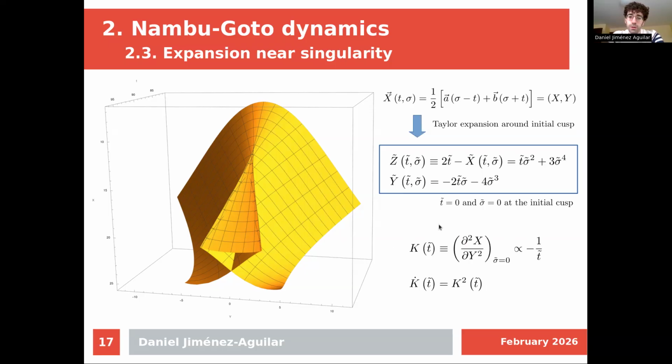One can also compute the curvature of a string as the second derivative of x with respect to y, and one can see that this is proportional to 1/t, where t is measured with respect to the time corresponding to the initial cusp. So this is 0 at the event of the cusp, so the curvature truly diverges at these events.